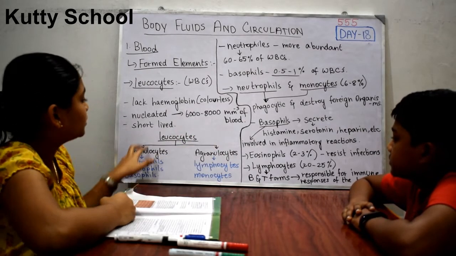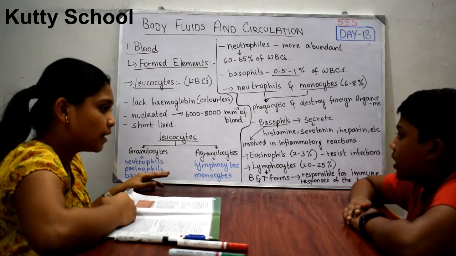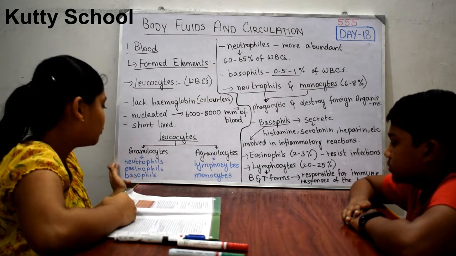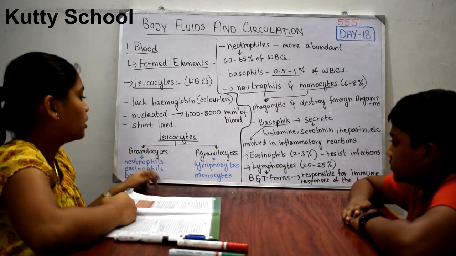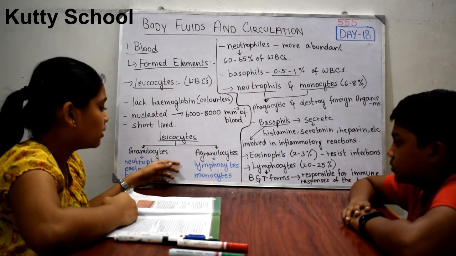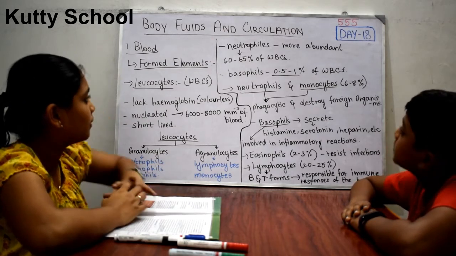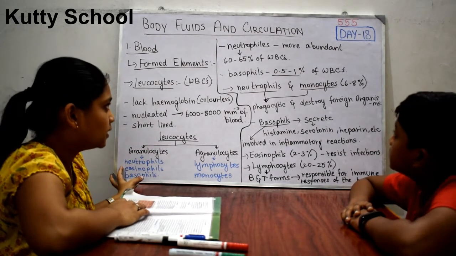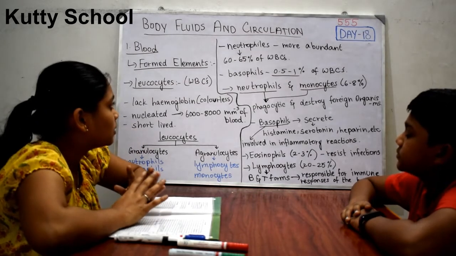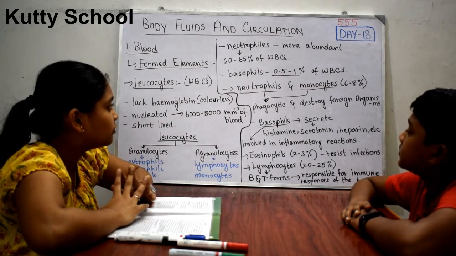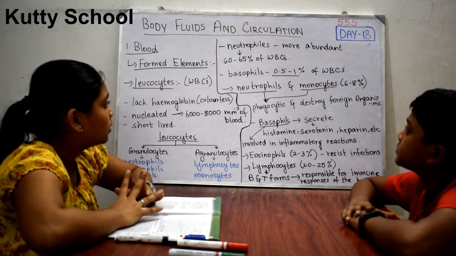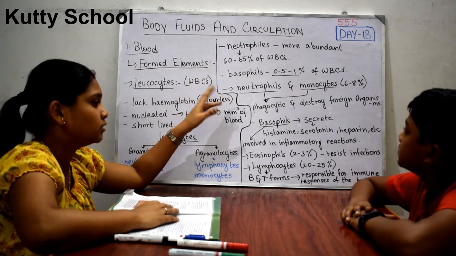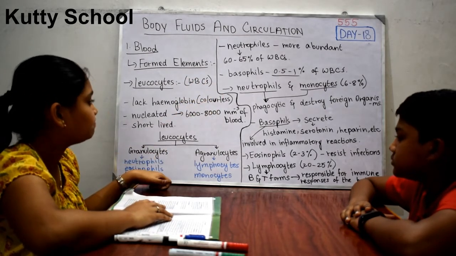These leukocytes are divided into two: granulocytes and agranulocytes. In granulocytes there are three divisions: neutrophils, eosinophils, basophils. In agranulocytes there are two divisions: lymphocytes and monocytes. Neutrophils are the most abundant cells in WBCs, about 60 to 65% of WBCs. Basophils are 0.5 to 1% of WBCs, which is also a granulocyte.